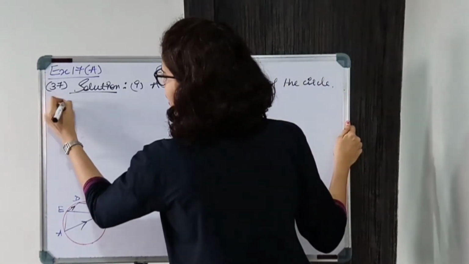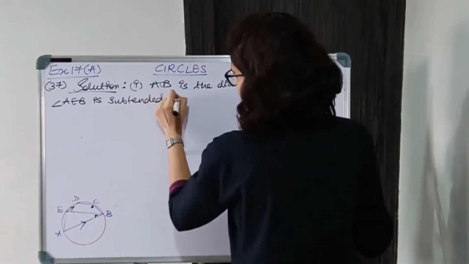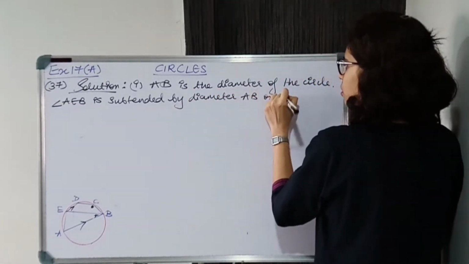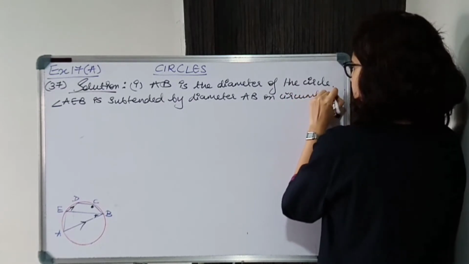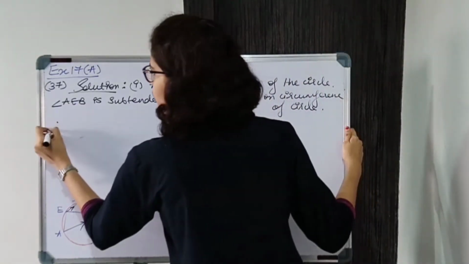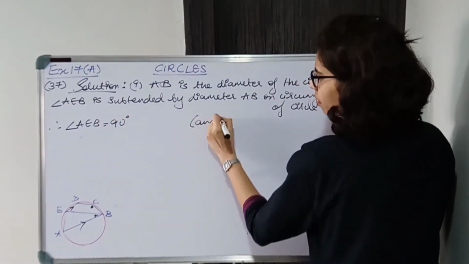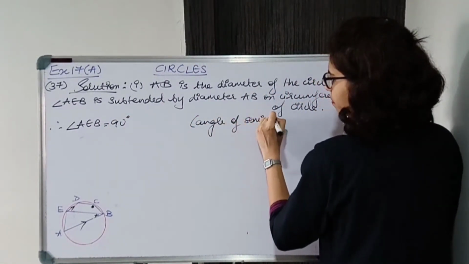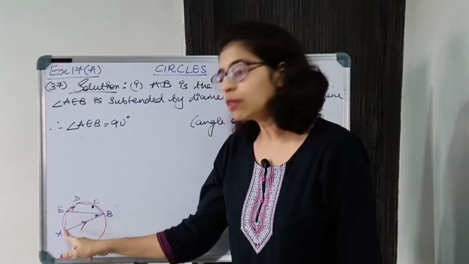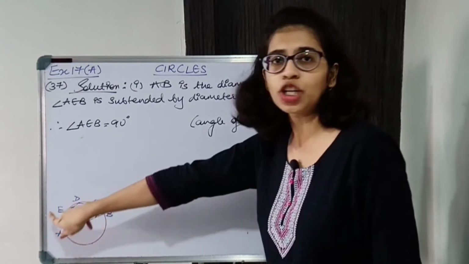Okay, and angle AEB is subtended by diameter AB on circumference of the circle. Therefore angle AEB is equal to 90 degrees, angle of semicircle. Okay, now AEB मिल गया, मतलब दो एंगल्स मिल गए. EAB I know is 63 degrees, it is given. Okay, now we'll proceed with the triangle.